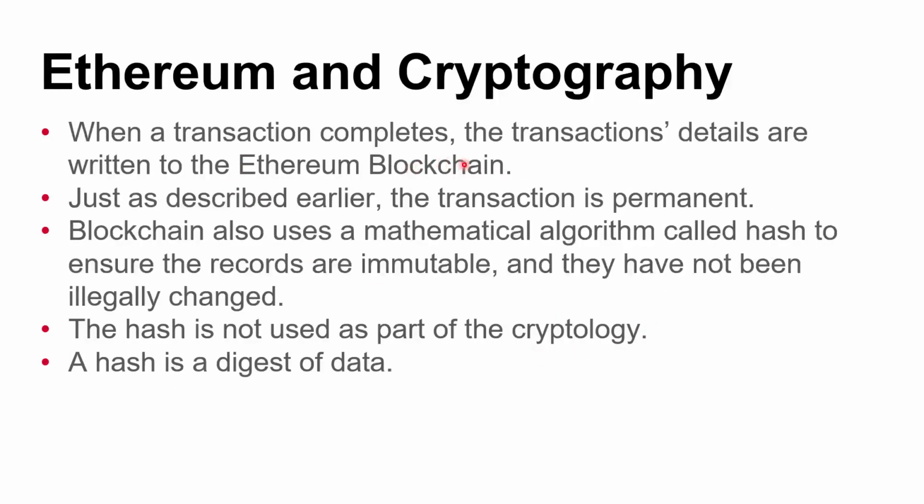And when a transaction completes, the transaction's details are written to the Ethereum blockchain. Just as described earlier, all transactions on the blockchain are permanent. And a blockchain uses a mathematical algorithm called a hash to ensure that records are immutable. Hashes are not necessarily part of cryptography. However, it is a mathematical function, and hashes are often presented around the same time cryptography is presented. And a hash, again, is a digest of data.